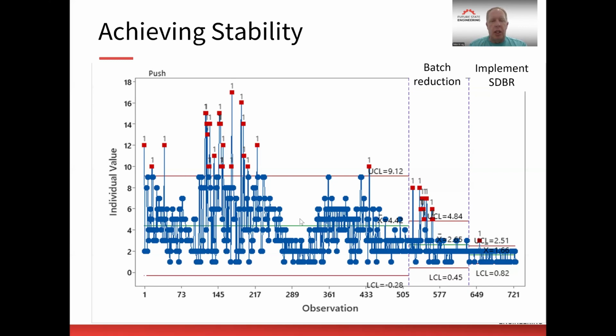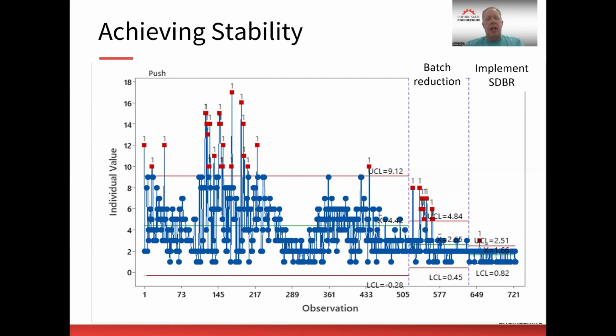And so when we start looking at the data, we see lots of variability. I see all these red points above our upper control limit, which are special cause variations. So we had some jobs that went through in a day, some jobs as much as like 17 days. Okay, so we had huge variability.